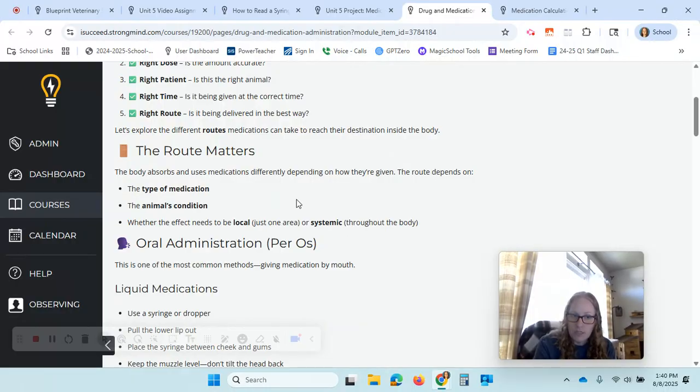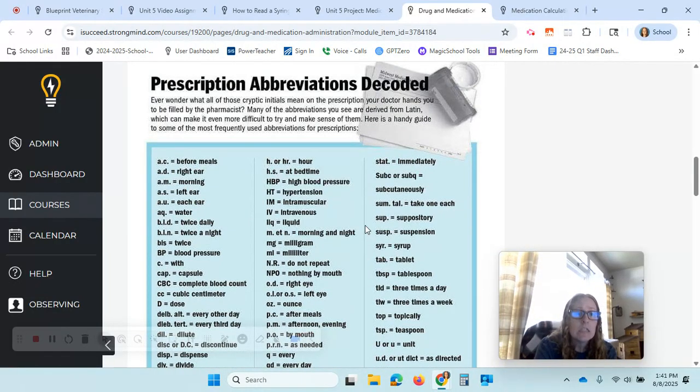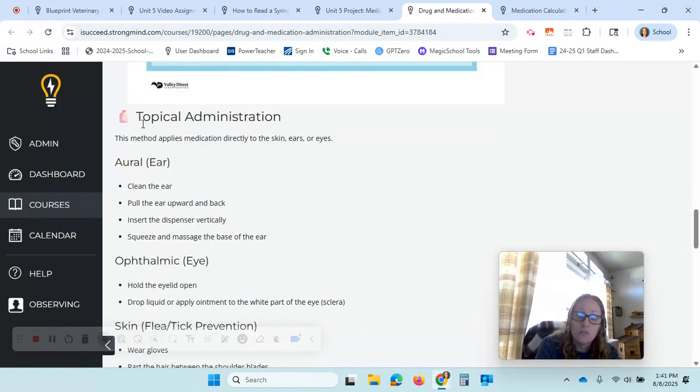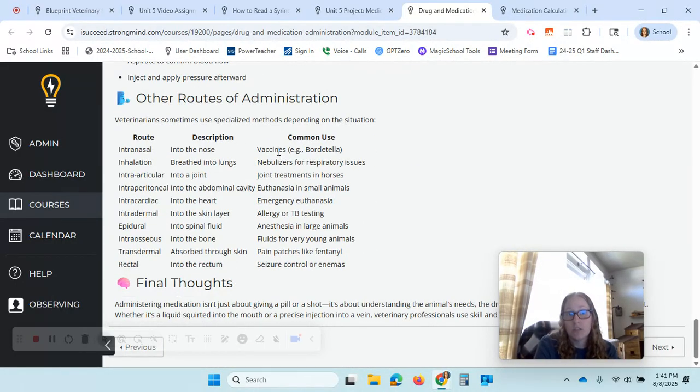The route matters, right? So, are you giving it once? Are you giving it twice? Are you giving it every day? Are you giving it orally through the mouth? Are you giving it IV through a vein? Are you giving it IM, intramuscular, into muscle? Are you giving it subcutaneous, under the skin, right? So, lots of different ways that medications are given. Topical, I often forget that one because it's the least one that we use in emergency medicine. And this is going to walk through each and every type of route of giving medication. So, keep that one in mind.